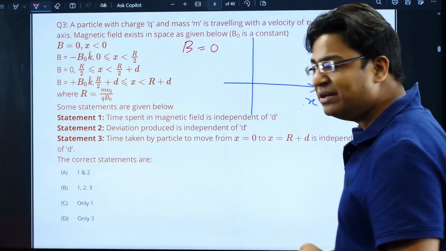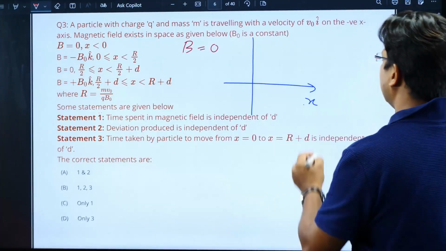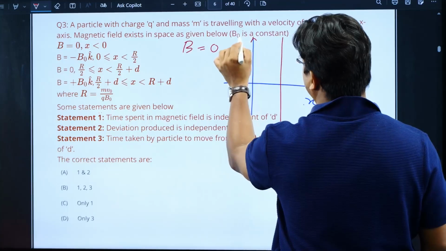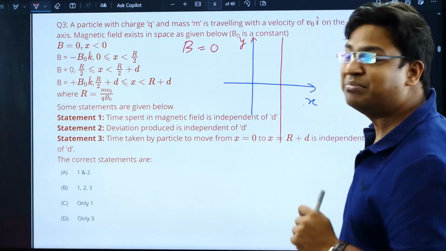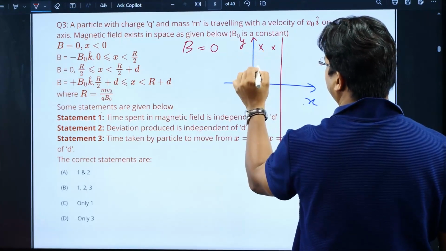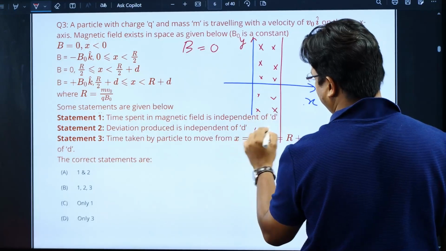Then it is minus B naught k for x from 0 to r by 2. So let's say r by 2 is somewhere here, and let's say this is the y-axis, which will make the z-axis come out of the screen, and the magnetic field is minus B naught k. So in this region, the magnetic field will be inwards, denoted by crosses.